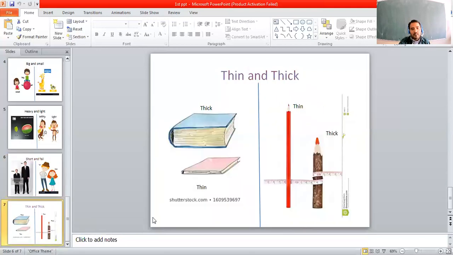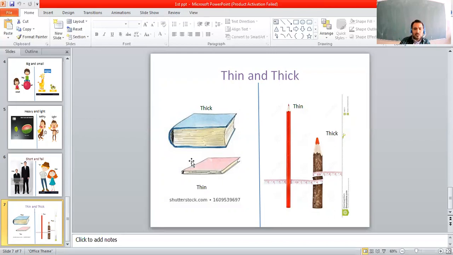Now go for thin and thick. Observe this picture. A book with a large number of pages is there. More than a number of pages are there, so that is called a thick book. Another one is a thin book. It has few pages, 10 or 20 pages. The first one has more than 500 pages. It is thick.